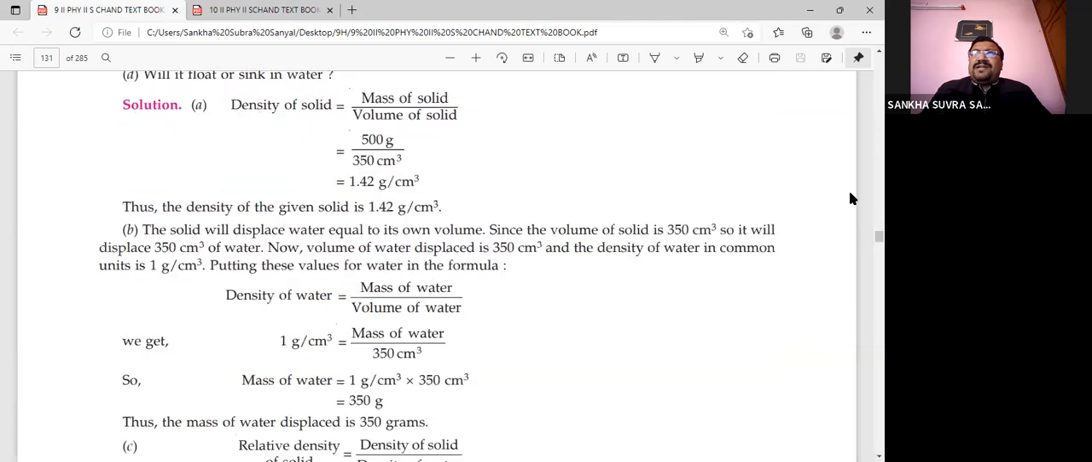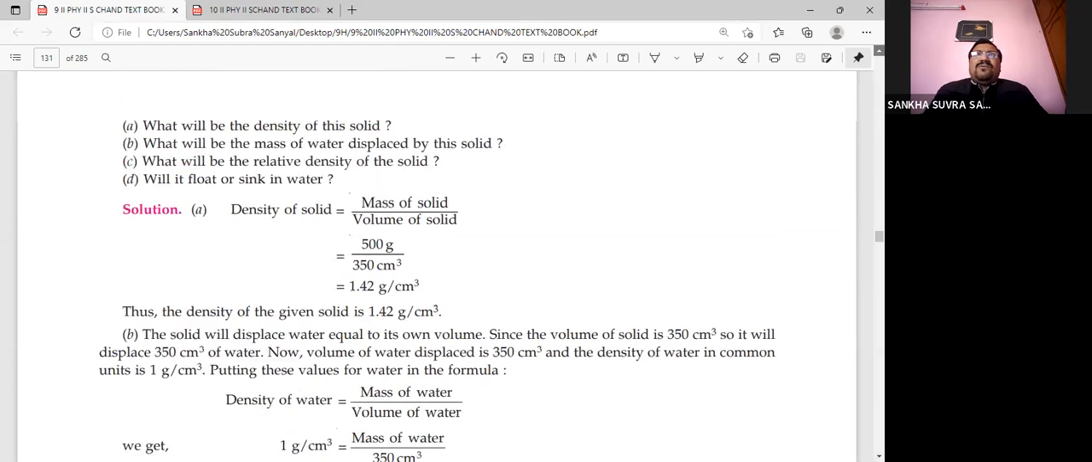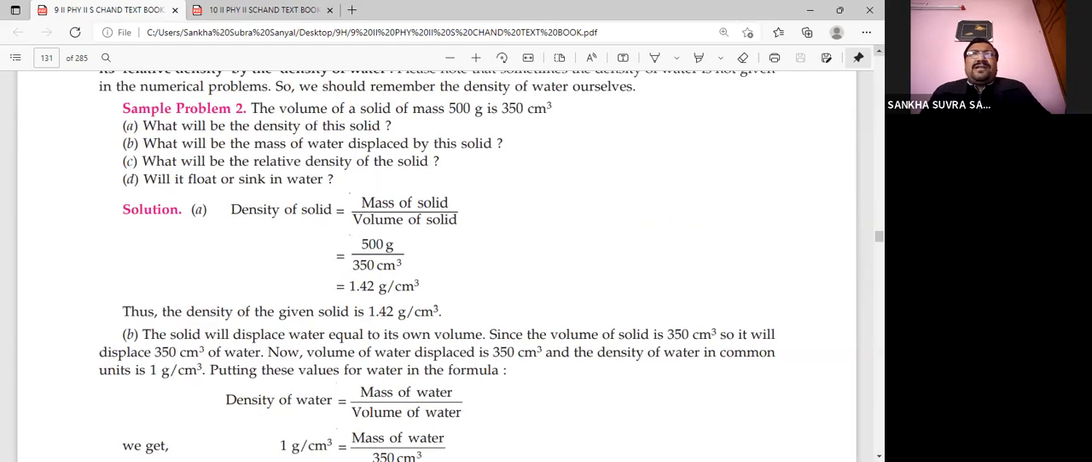Next part of the question, let's check what it says. It says, what will be the density of the solid, which we have already found out. What will be the mass of water displaced by the solid? Now, my dear children, if I need to find the mass of the water that will be displaced, we can do the calculations in a similar fashion. Will it float or sink? Well, if it is higher than the value 1 gram per cc, it will be sinking. But if it is lower, it would be floating.